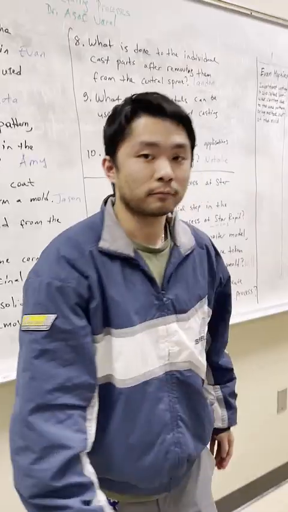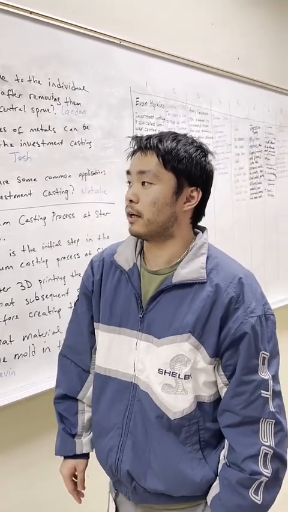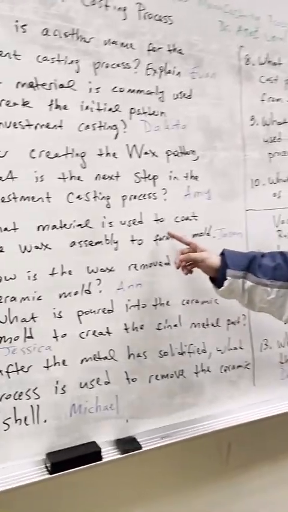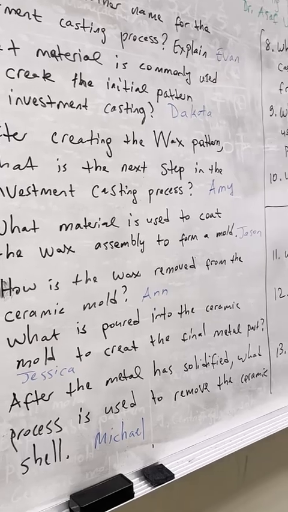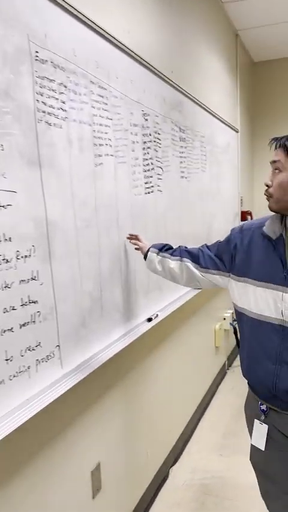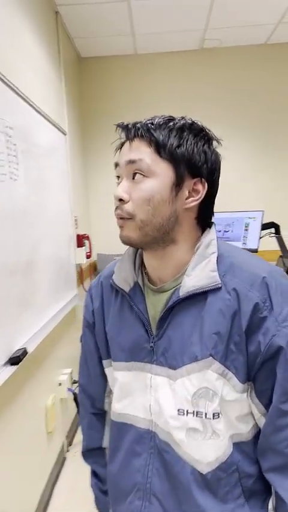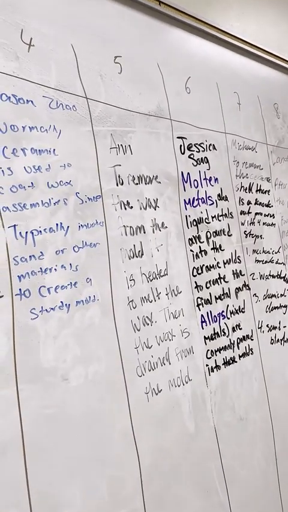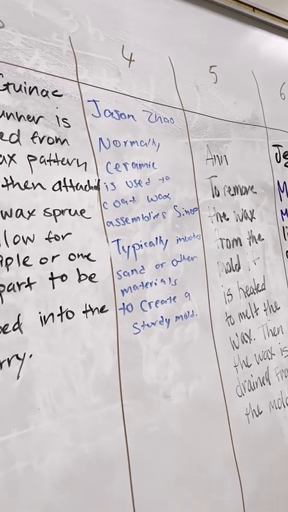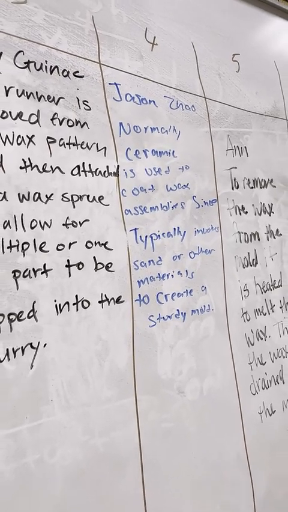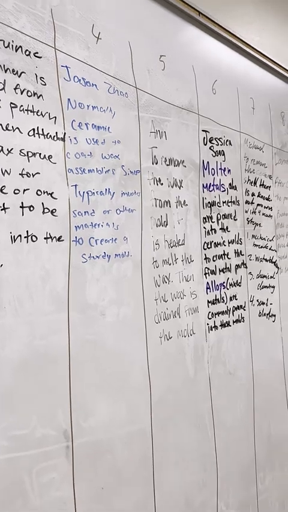Thank you. My name is Jason, and my question was what material is used to coat the wax assembly to form a mold. And right here I wrote normally it's ceramic, or you can use plastic to coat the wax assemblies, because typically most materials will involve sand or other materials to create a sturdy model. Thank you.